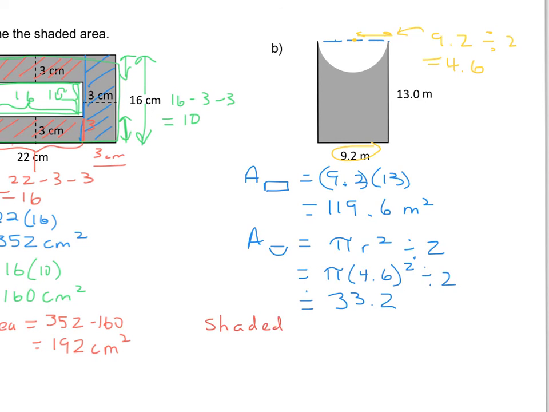All right, so then my shaded area is the difference between the entire rectangle and the semicircle. So the shaded area would equal the 119.6 minus the 33.2. And that, putting that in my calculator, I get 86.4, and that's going to be meters squared. And I just realized I missed my meters squared there. All right, so a couple different ways to find area of composite figures.